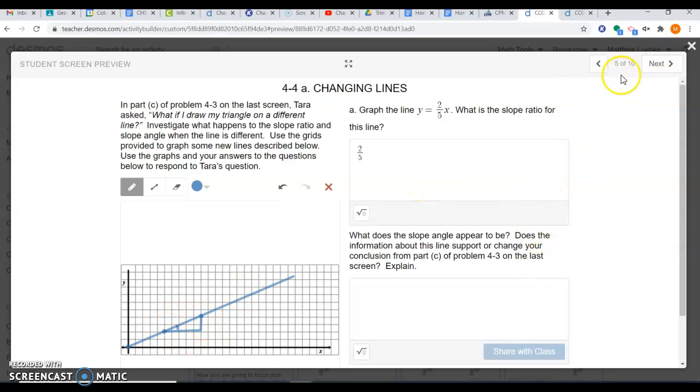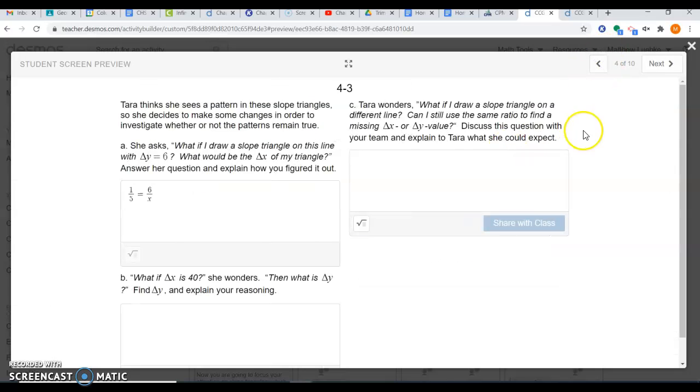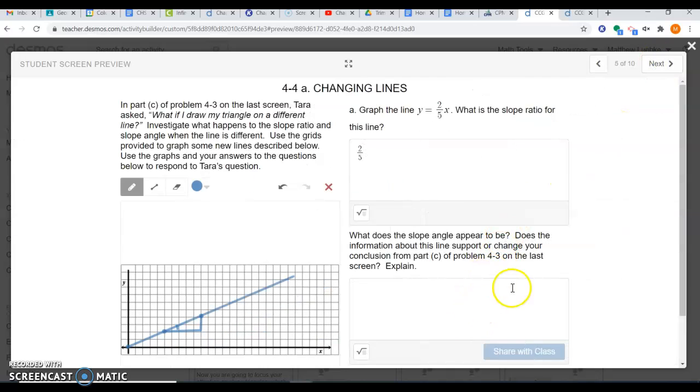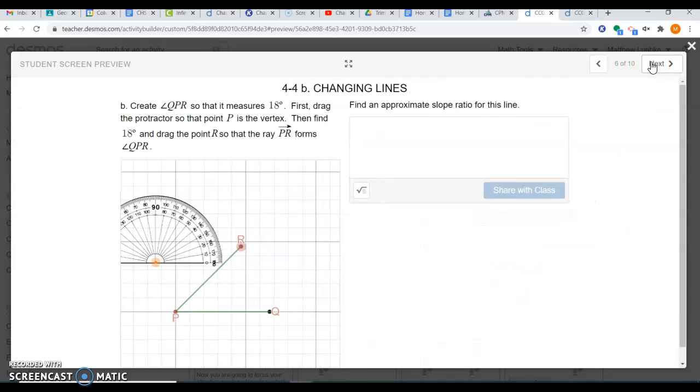And you can explain there, and then you can explain if it backs up what you were saying in part C here. Did you think that it was going to get the same exact triangle or not here in that box?